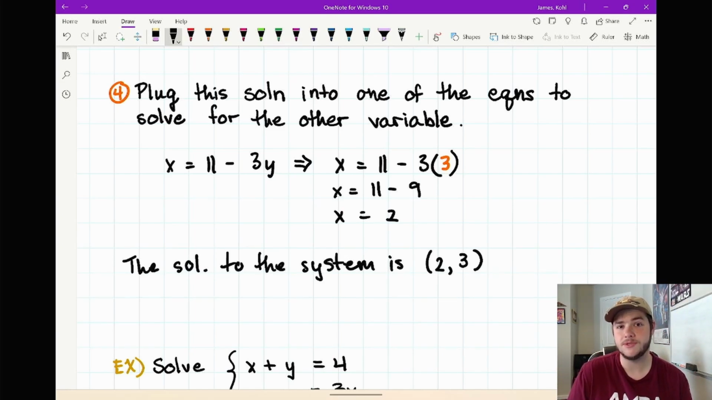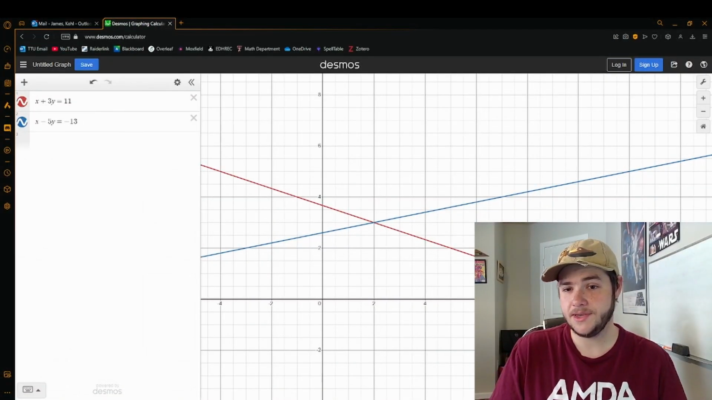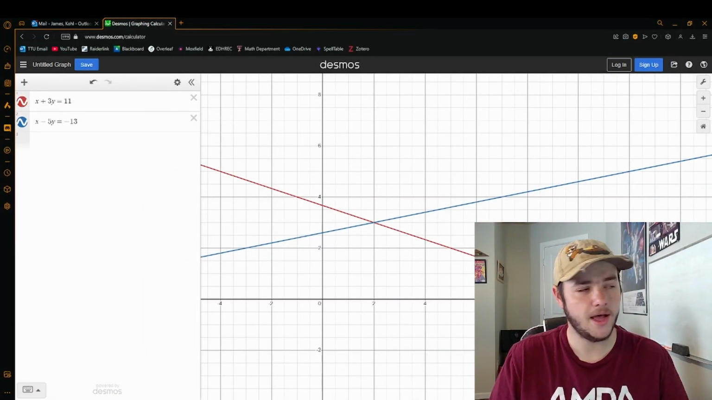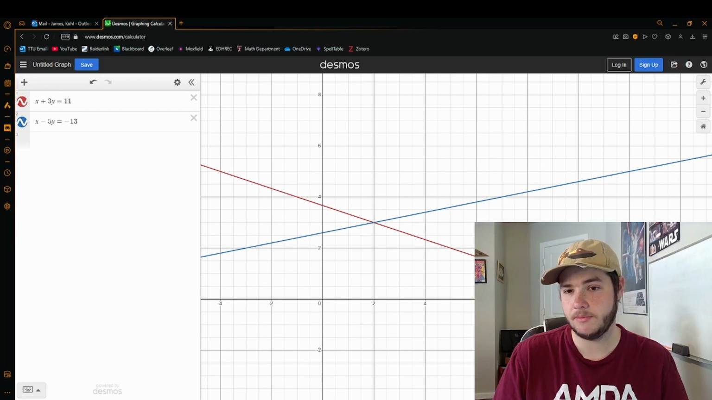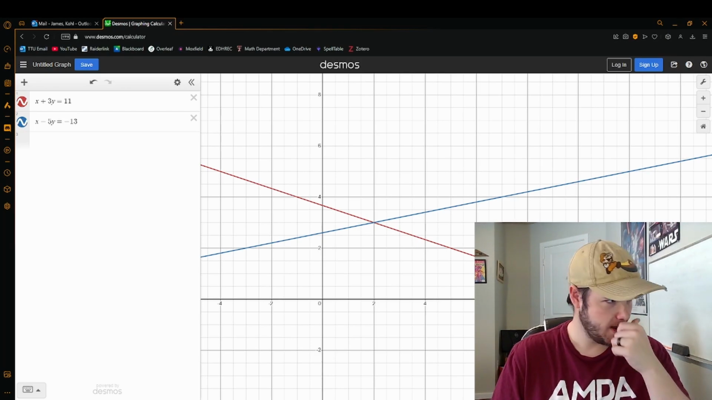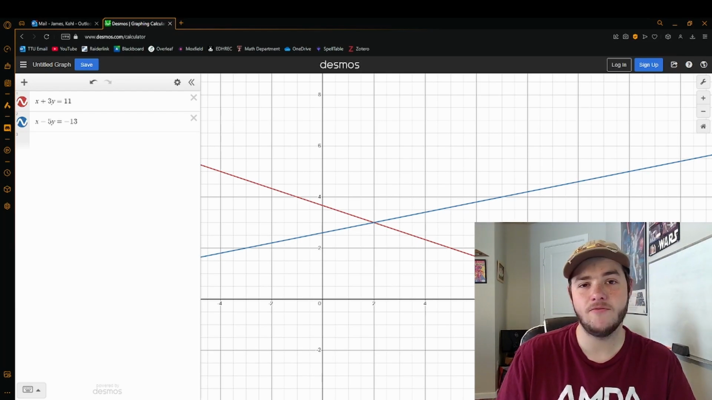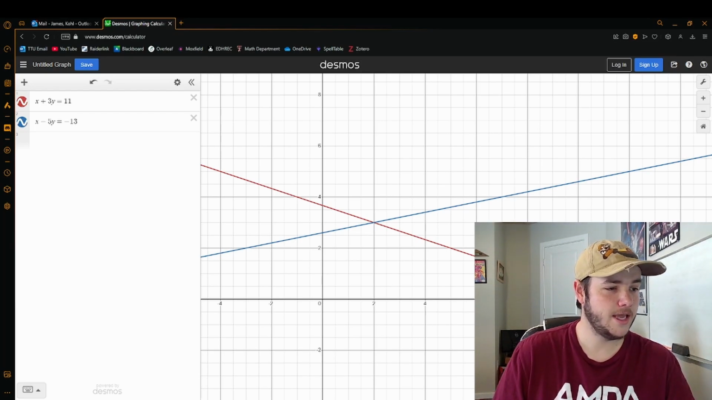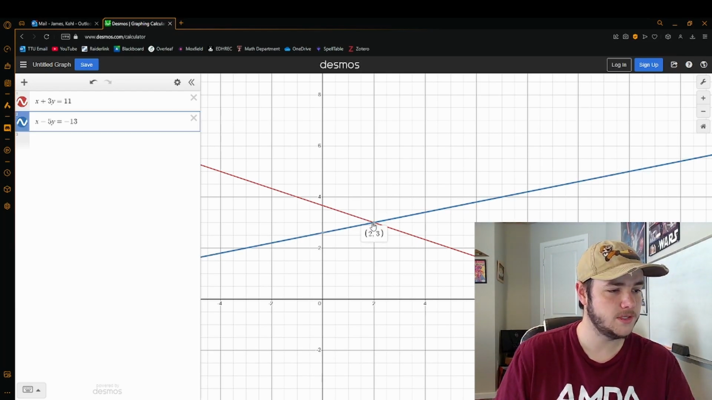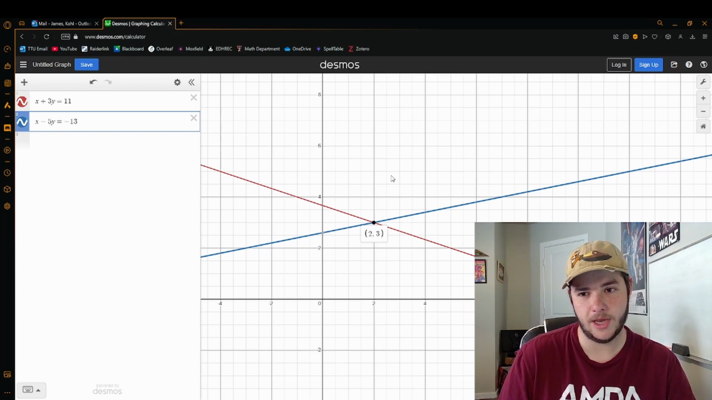And now I want to show you something. So you'll notice here that I've sketched the graph of both of the lines from our problem. In red is x plus 3y equals 11, and in blue is x minus 5y equals negative 13. And sure enough, the point where they cross here is 2, 3. That's the solution to our system.